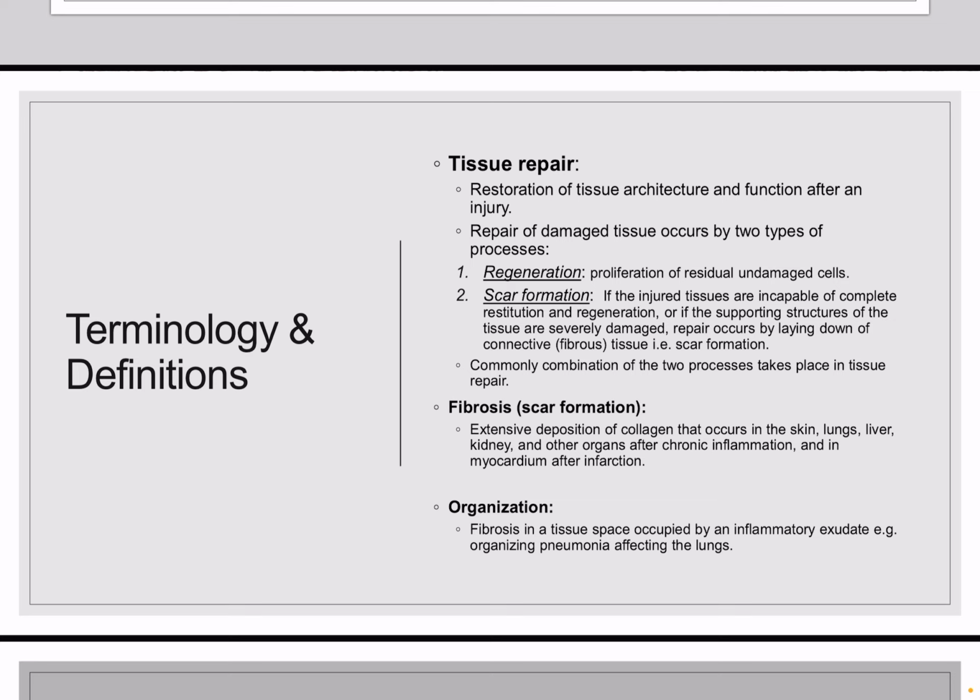So tissue repair involves restoration of the tissue architecture, the structure and the function after an injury. Now this repair can be done by two processes. One is the regeneration, which involves proliferation of residual undamaged cells. So wherever there is an injury, there will be cells in the surrounding which are going to be normal, they will not be damaged. So regeneration involves the proliferation of those cells, they divide and fill the gap where the injury had occurred.